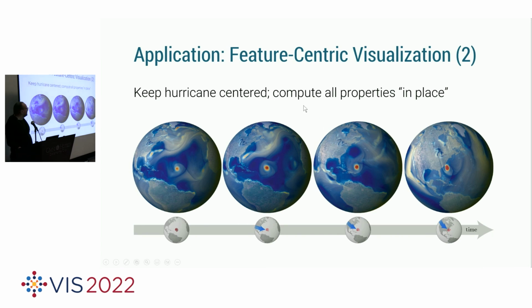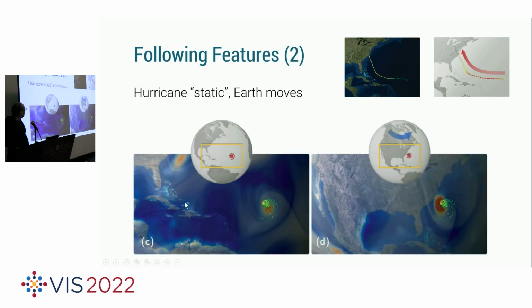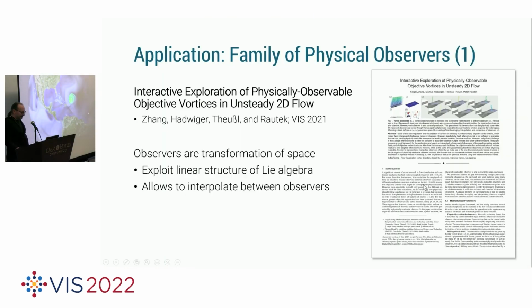What we can do there is what maybe we can call feature-centric visualization. So here in this case, there would be a hurricane. And if you look closely, the Earth is actually rotating underneath, but the hurricane is staying in the center. So instead of having to follow the hurricane as it moves, we keep the hurricane at the center and we just let the Earth move in the opposite direction. It allows us to compute partial derivatives much more easily and follow what this is doing in place, kind of.